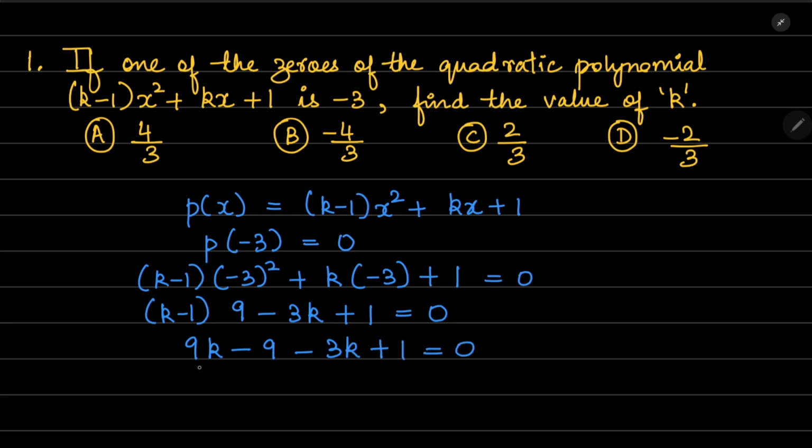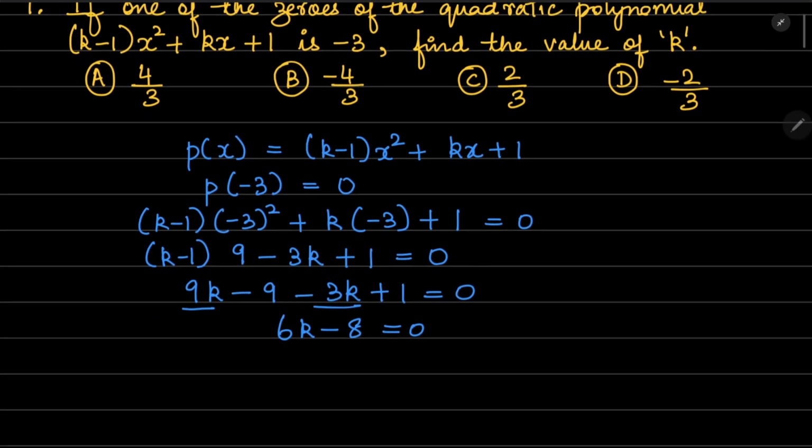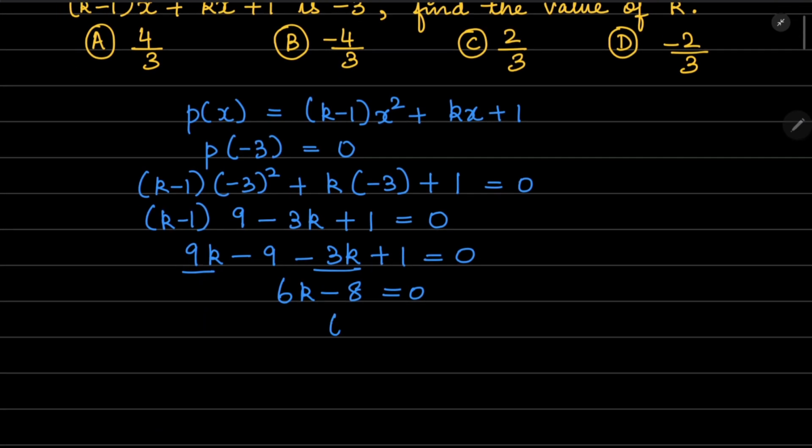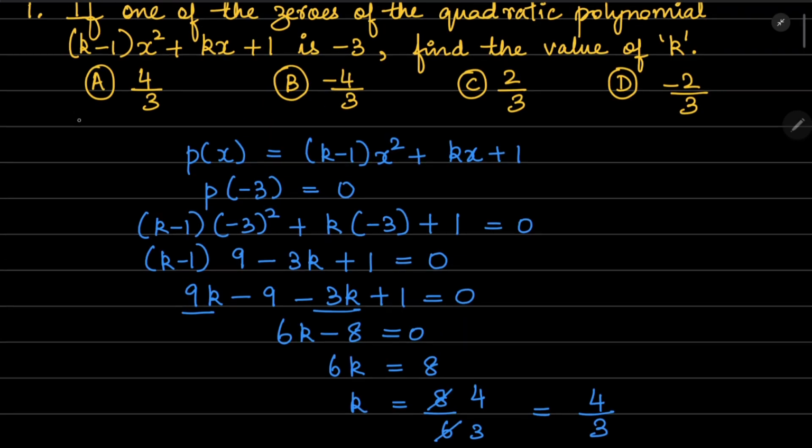So 9k minus 3k is nothing but 6k. Minus 9 plus 1 is minus 8 is equal to 0. So what are you getting here? 6k equal to 8, or k is equal to 8 by 6. So 2 3s are 6, 2 4s are 8. So what is the value of k? 4 by 3. So the correct answer is A, 4 by 3.